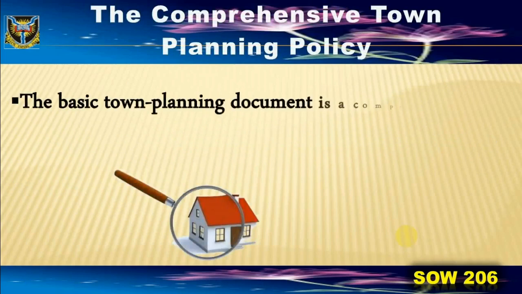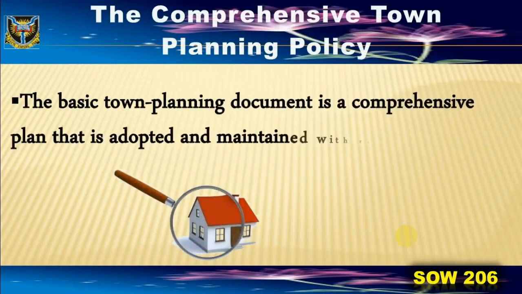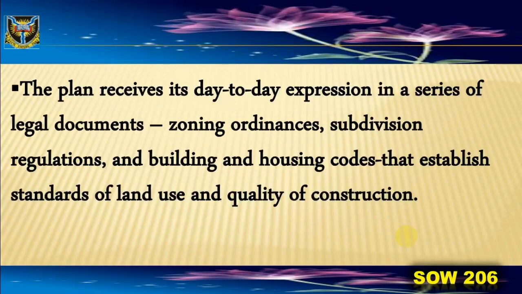The Comprehensive Town Planning Policy. The basic town planning document is a comprehensive plan that is adopted and maintained with regular revisions. The plan receives its day-to-day expression in a series of legal documents, zoning ordinances, subdivision regulations, and building and housing codes that establish standards of land use and quality of construction.